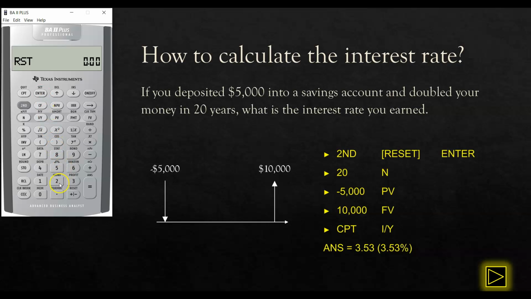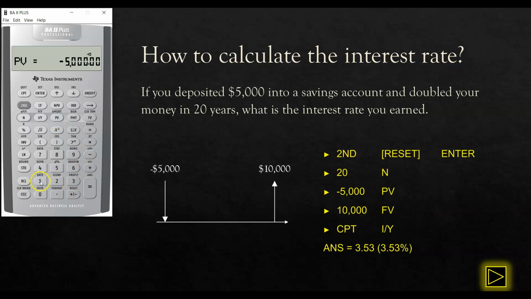What I want to do here is I want to do 20. This is 20 years we're talking about, right? That is my N. We're trying to solve for IY. So for present value, I want to put in 5,000, right? Notice here there is a plus and minus sign. I want to make sure that I put the $5,000 in as a negative number because this is cash outflow. So I enter that as my present value.